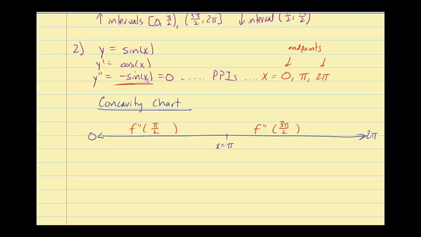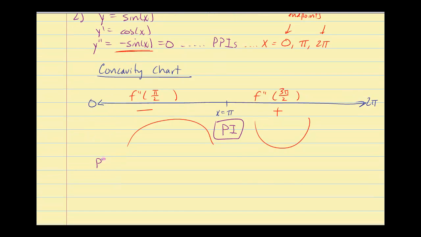The sine of pi over 2 is 1, and of course this means to negate it, so I have a negative value here. Then I plug 3 pi over 2 into my second derivative. The sine of 3 pi over 2 is negative 1, minus a negative is the same as a positive. So that means I have a negative concavity and then a positive concavity. Well, this is an actual point of inflection then. So I have a point of inflection at pi as my x value.